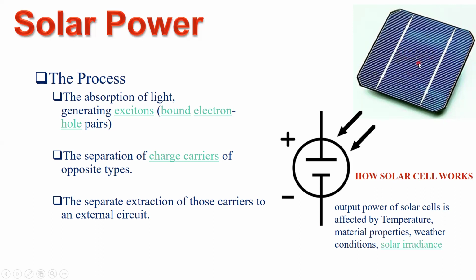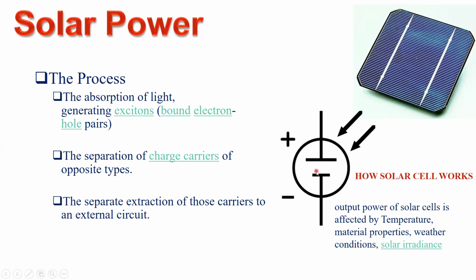The next step is the separation of the charge carriers, which are electrons and holes, and they are of opposite types. So when they are separated, they produce this electrical voltage that is shown by means of this battery symbol. So the light arrow indicates the incident light, and the positive and the negative are the charge carriers that are produced as a result of this process. Okay, and then the separated carriers are extracted and connected to an external circuit.